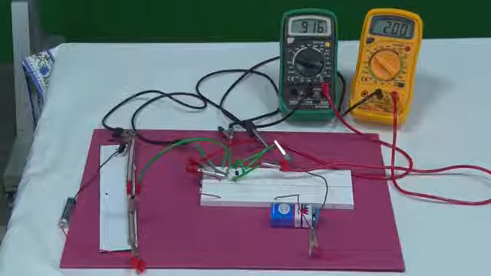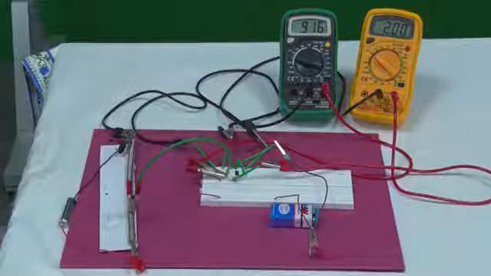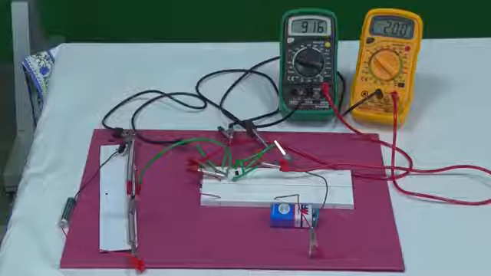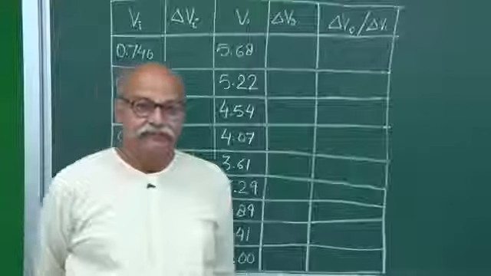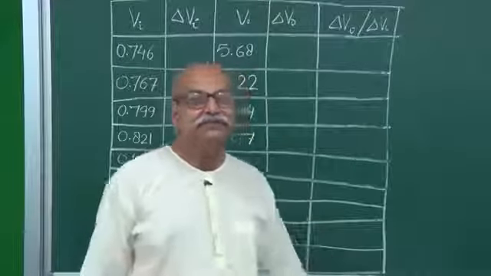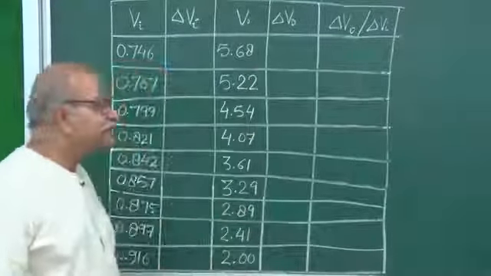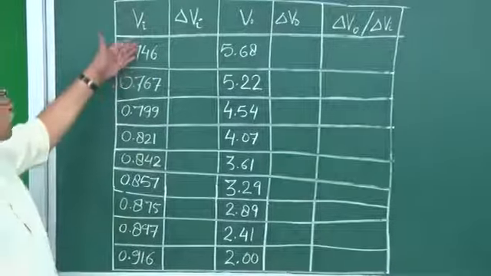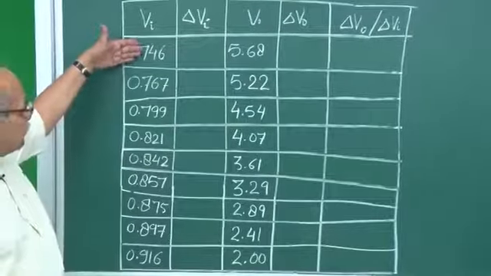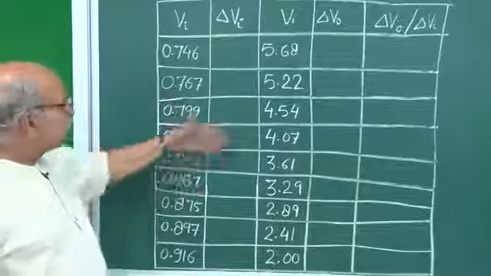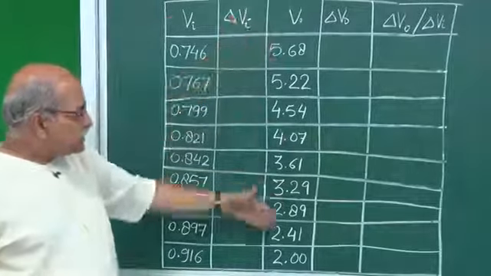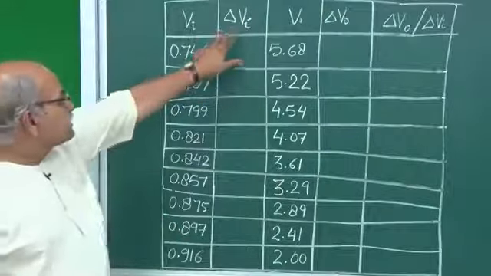And 2.00. Okay, so we will stop here, and all these data have been noted on the board, and we will do the analysis. So thank you, Ranjit, for writing this data. So these are the input voltages Vi, and these are the corresponding output voltages. So let me see what is this delta Vi.